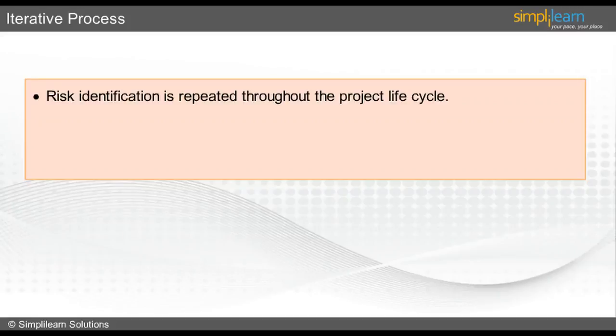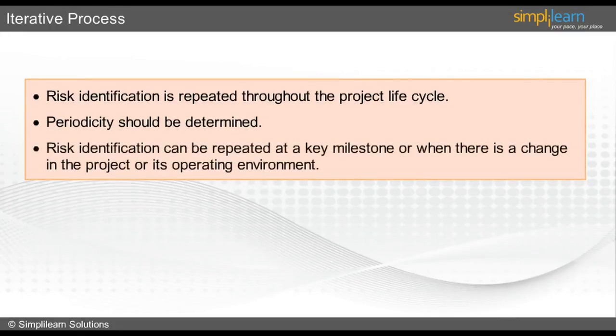Now, let's discuss some important pointers. These pointers must be kept in mind when we talk about iterative processes of risk management. Firstly, risk identification is repeated throughout the project lifecycle. Secondly, periodicity should be determined. And lastly, risk identification can be repeated at a key milestone or when there is a change in a project or its operating environment. During this iterative process, the stakeholder engagement and communication is very important. In the next slide, we will know the importance of communication in risk management.